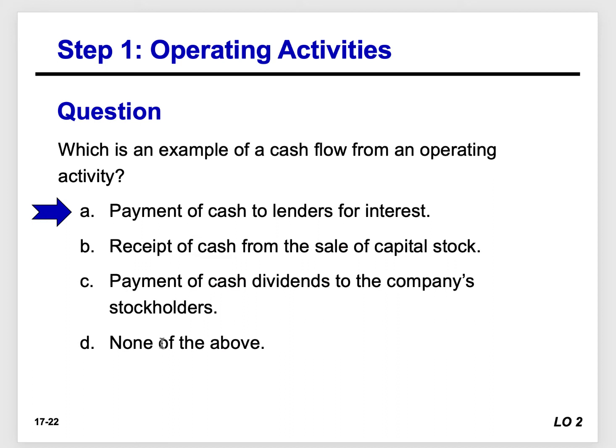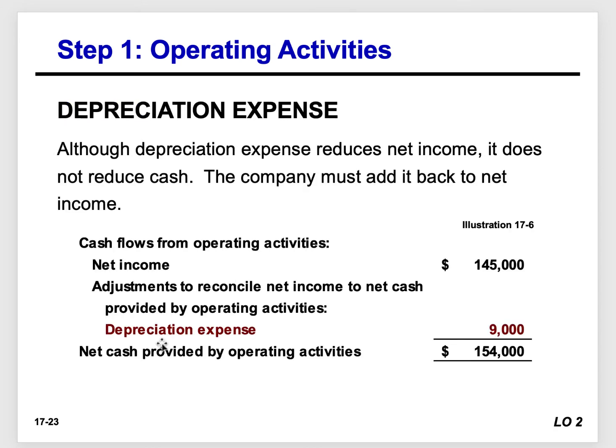So operating activities. Which is an example of cash flow from operating activities? Well, payment of cash to lenders for interest. We know that. We talked about that in our last example. So we're going to walk through those notes that I told you to take down. Start off with net income. Add back any non-cash expenses. Deduct any gains or losses. Analyze non-cash current assets and current liabilities. We're going to do that entire thing right now through these PowerPoints.